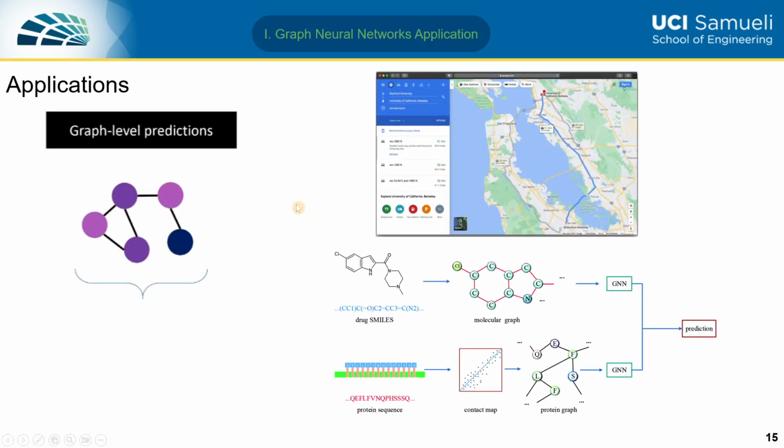And the last one is the graph level prediction. Again with Google Maps, it can create a graph for you, a pathway from one location to another location, which makes up a graph out of a lot of possible graphs, to generate the possible fastest graph for you.